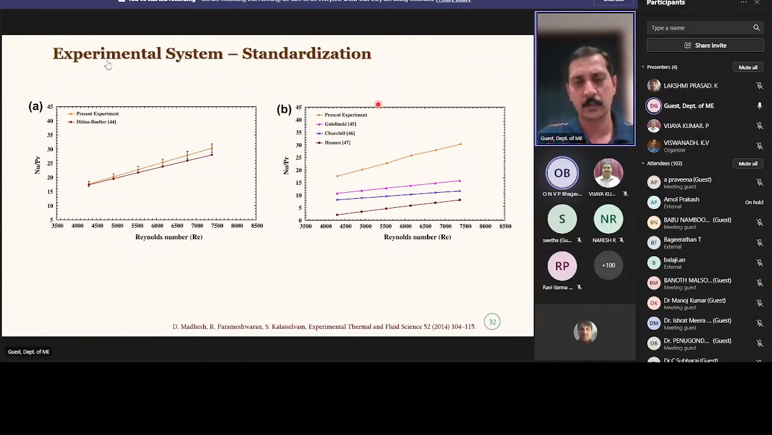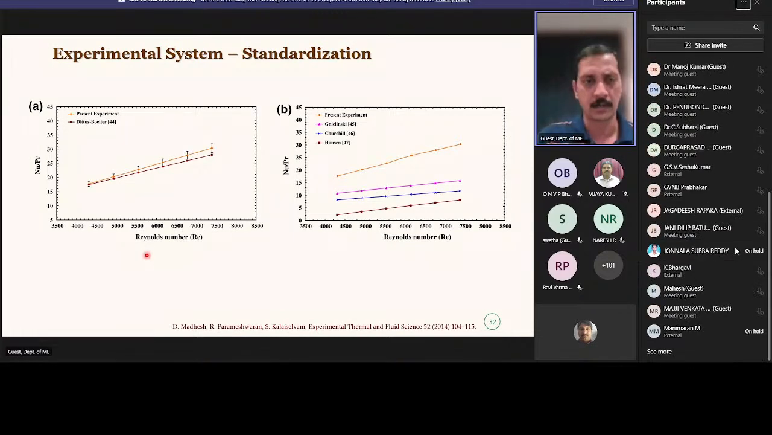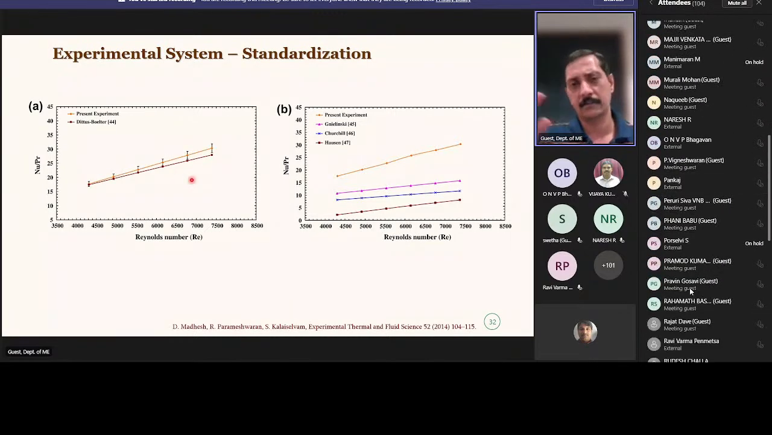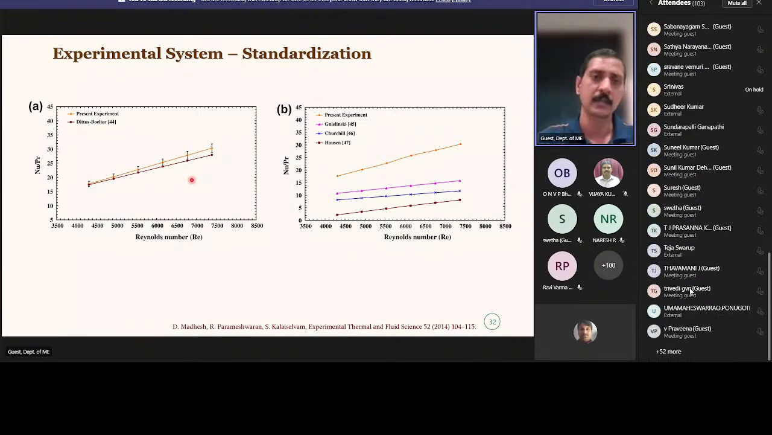For the standardization of the experimental setup, the very first thing we need to do is to standardize it with respect to the standard correlations developed for water as a working fluid. So we standardized our equipment with respect to the Dittus-Boelter correlation, wherein we subjected distilled water as the base medium to flow through the circuit. For different flow rates, we looked at how the Reynolds number and the Nusselt number to Prandtl number ratio varied with respect to the Dittus-Boelter correlation, and finally we found a very marginal deviation from the standard correlation.